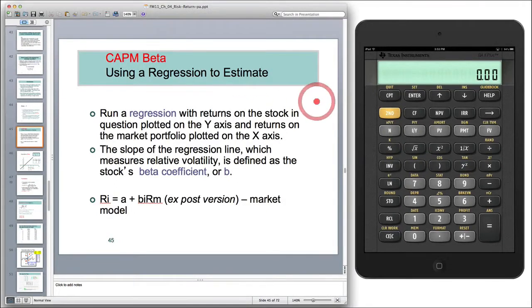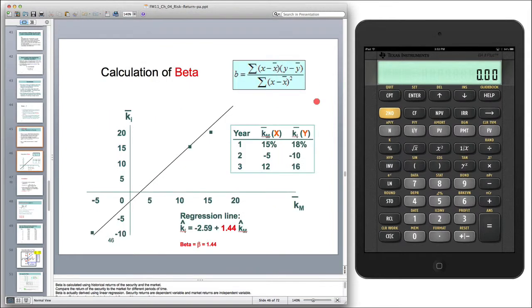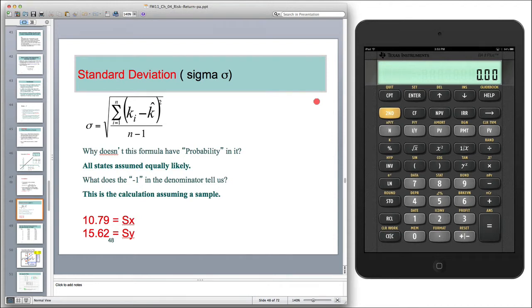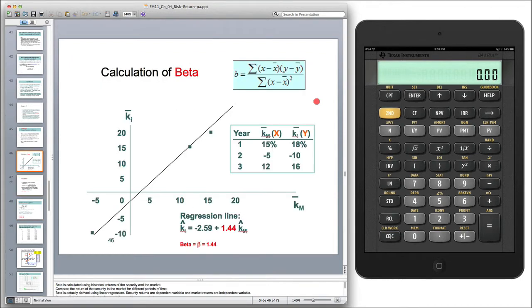In this module, I discussed three concepts: the concept of CAPM beta, also called the CAPM beta, correlation, the correlation coefficient, and standard deviation, also called sigma. The focus of this module is actually to show the implementation of this calculation via a finance calculator, BA II Plus, made by Texas Instruments.